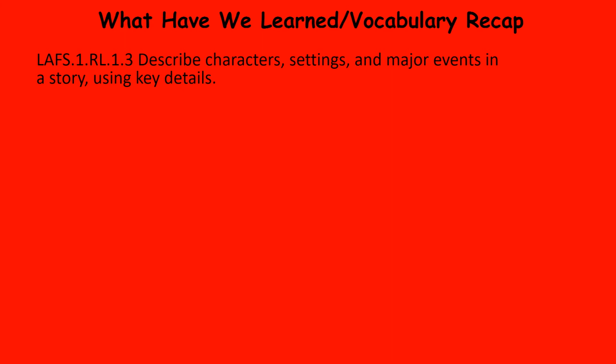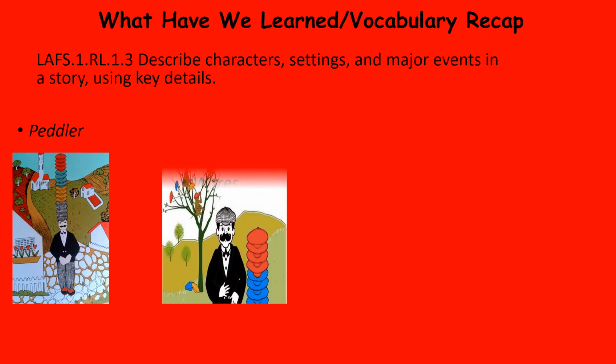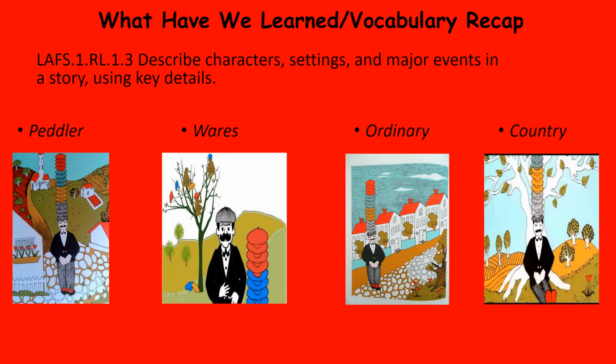So here is where we would do a vocabulary recap again. Remember, we had our peddler, which is someone who sells items. Our wares, which was what we are selling. Ordinary is someone that is normally ordinary or usual. Our peddler was not because he wore his wares on his head. And country meant in the countryside and not in town.